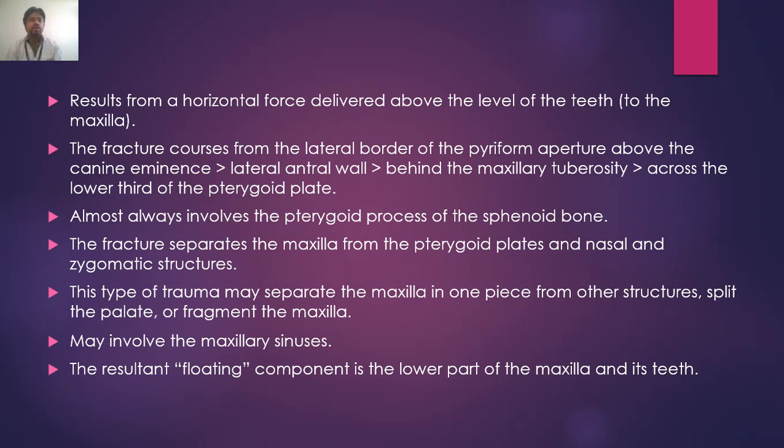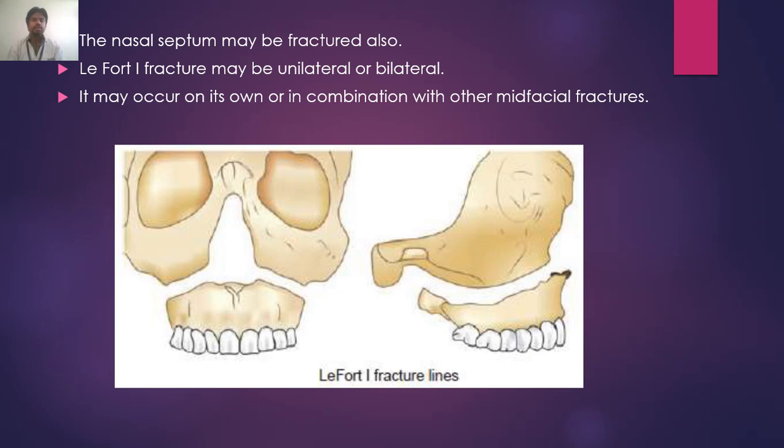to the maxilla. The fracture runs from the lateral border of the piriform aperture above the canine eminence, through the lateral antral wall, then goes behind the maxillary tuberosity across the lower third of the pterygoid plate. It almost always involves the pterygoid process of the sphenoid bone. The fracture separates the maxilla from the pterygoid plates and nasal and zygomatic structures. This type of trauma may separate the maxilla in one piece or from other structures, split the palate or fragment the maxilla. May involve the maxillary sinuses. The resultant floating component is the lower part of the maxilla and its teeth. The nasal septum may be fractured also.